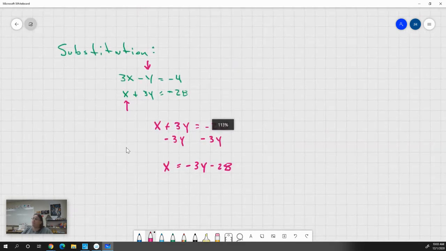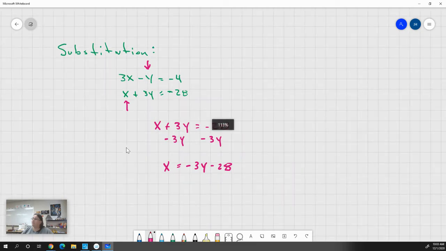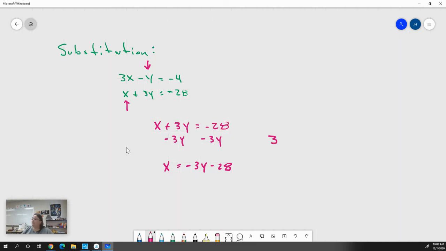Since I used this bottom equation to solve for x, I'm going to plug it into the top one. So I have 3x minus y, but I know that x equals minus 3y minus 28, so I'm just going to plug it in where the x was. And then I also have my minus y equals negative 4. Now I don't have any x components, so I can figure out what y equals, and then we can plug it back in here to figure out what x is.